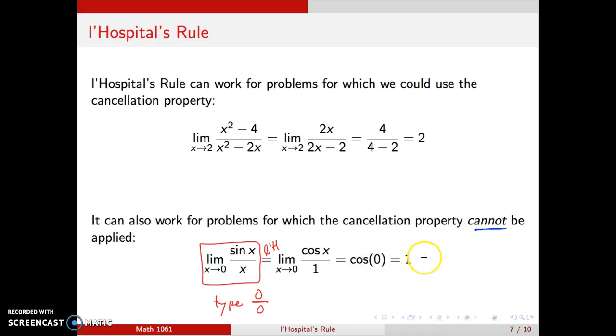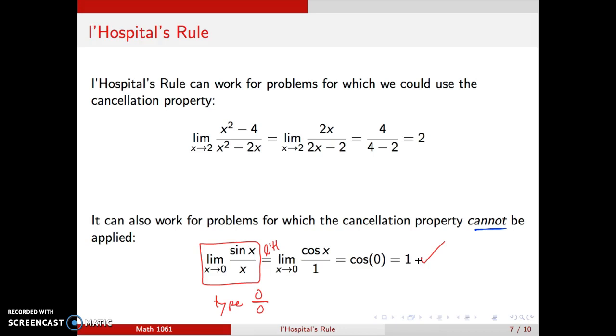So you can just do a direct substitution, direct evaluation. Cosine of 0 is 1. And that's what we knew that limit to be way back when we were looking at the trig stuff, where we didn't have L'Hopital's rule. We had to do some other clever techniques to figure that out. Now it's a little bit easier. So this is a nice one.